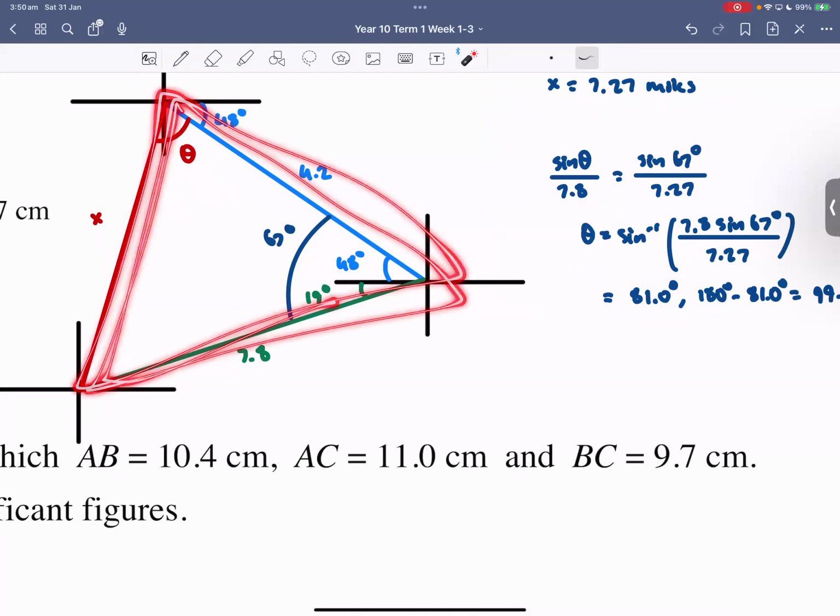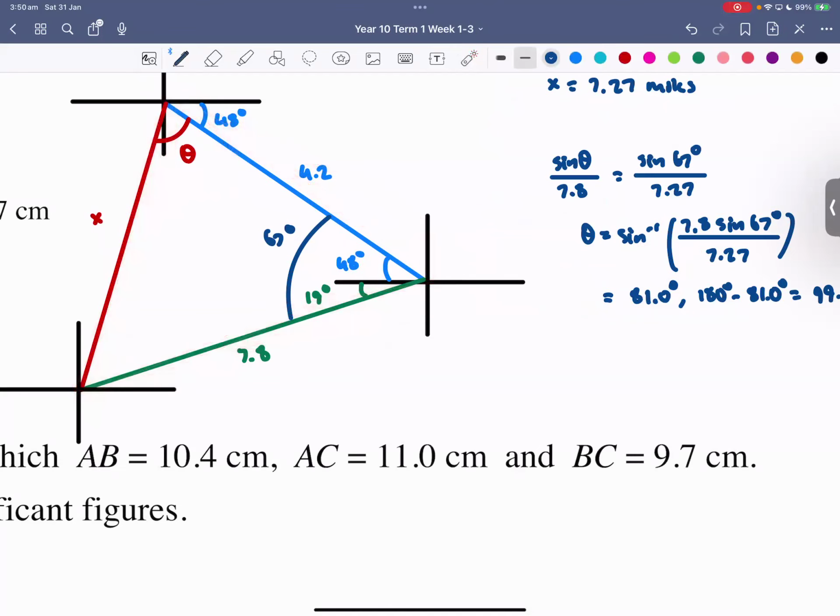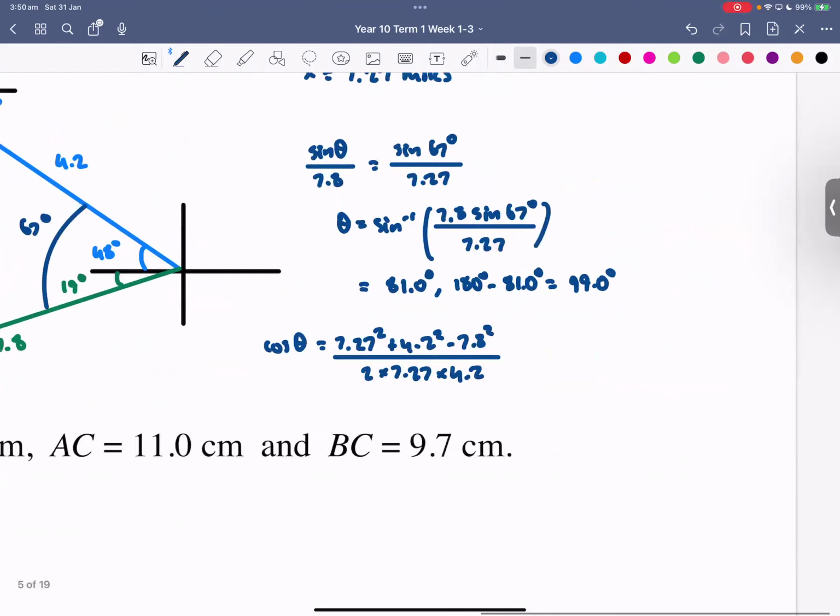So what rule could I have used to work out this angle? Cosine rule. So cosine rule says cos theta equals... I'm just going to work out theta another way using cosine rule. I didn't realize that a question like this would come up. I was hoping it wouldn't, but it obviously has. So I'm going to do one side next to it squared plus the other side next to it squared minus the opposite side squared, divided by 2 times 7.27 times 4.2. And then can someone inverse cos that?